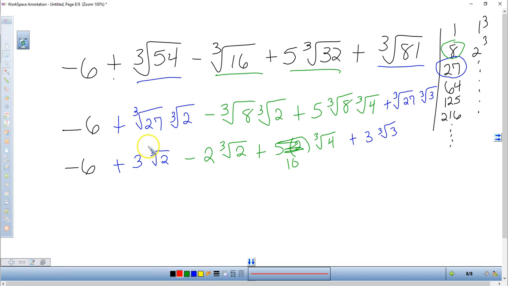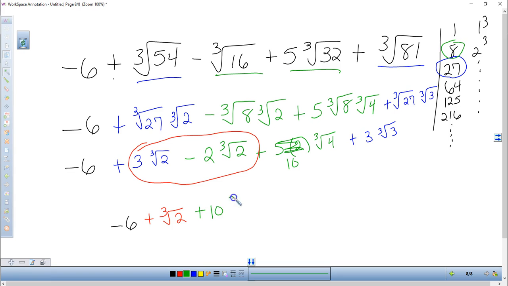I only have one spot, and that's these two here that can be combined together. The others can be simplified, but these two are the only two that can be combined. So I've got the negative 6. I'm going to combine these two. I'm going to get the cube root of 2, because 3 minus 2 is just 1. And then I have 10 with the cube root of 4. And finally 3 with the cube root of 3. And this would be my answer.